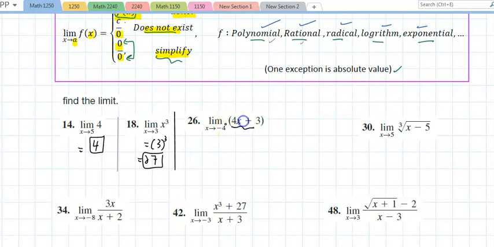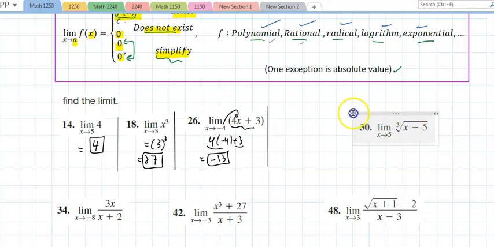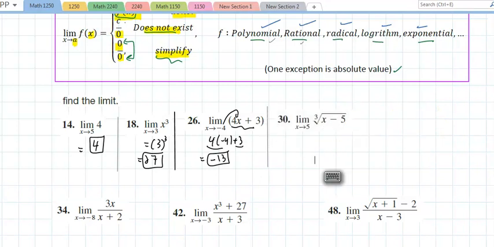How about here? Well, that's a polynomial. Substitute the -4 in. Isn't that 4 times -4 plus 3? -16 plus 3 is -13. Done. So it's that simple how we're going to play with this. How about here? This is a radical. Throw the 5 in. Wouldn't that be the cube root of 5 minus 5? Cube root of 0. Isn't the cube root of 0, 0?